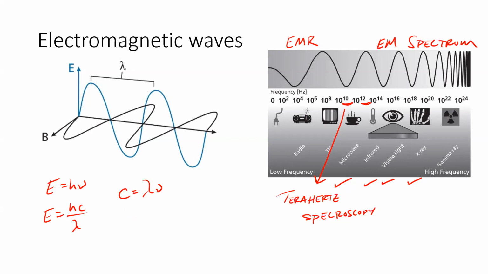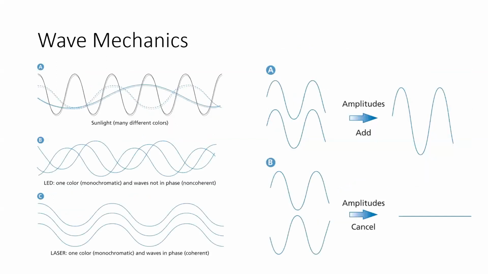Okay. All right. So that's talking about electromagnetic waves, talking about light. Wave mechanics, again, I just wanted to briefly go over some of the ways we think about light. We can have a multi-wavelength source, right? We call that a broadband source.